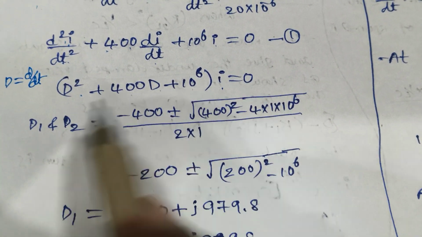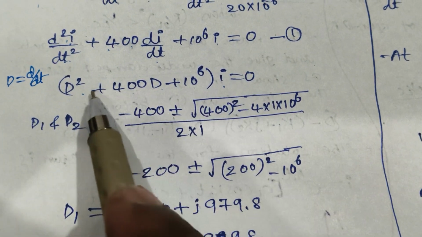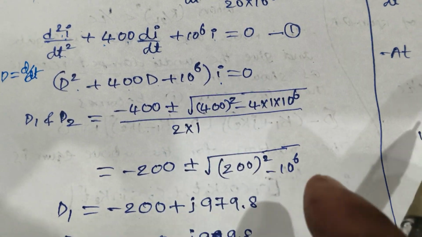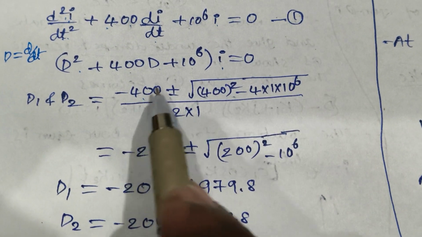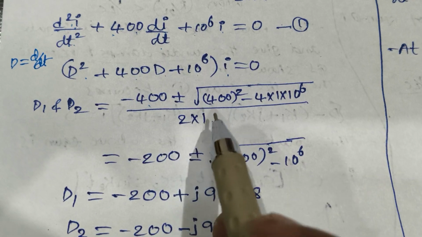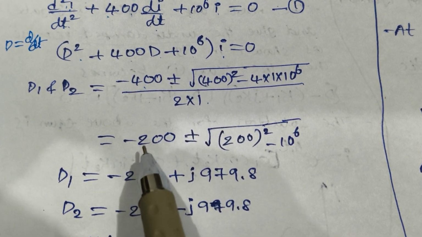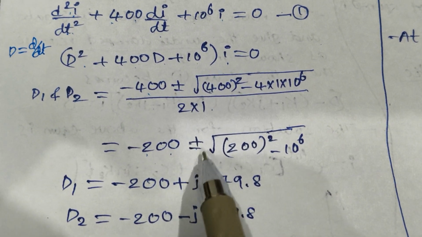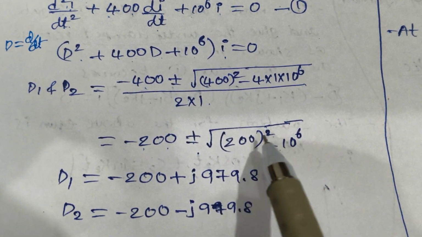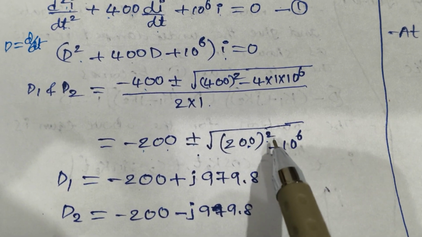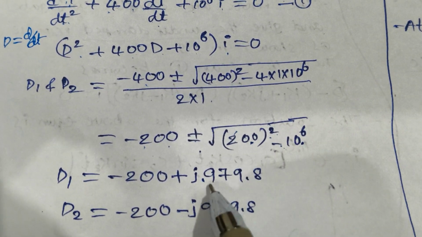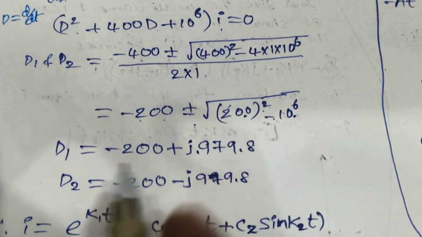If I find out the roots, D1 and D2, it looks like ax² plus bx plus c, a second order quadratic equation. The roots are minus b plus or minus under root of b² minus 4ac, by 2a. Finally, you will get the roots as minus 200 plus or minus under root of 200² minus 10^6. Here the first term is lesser than the second term, so you will get the complex conjugate roots. Inside you will get the negative term, that will give the j term, right?